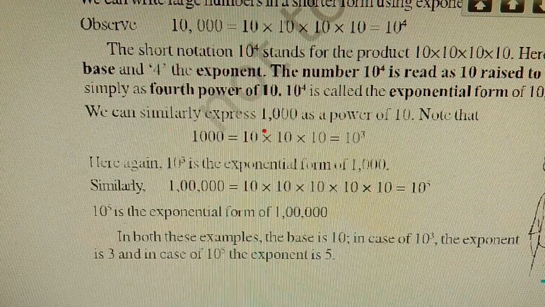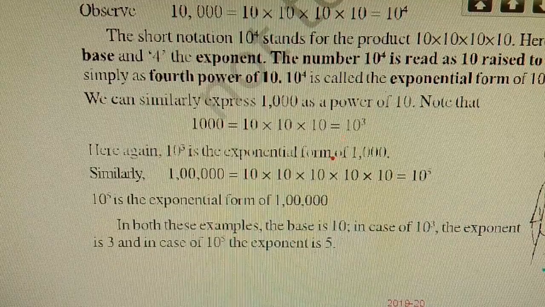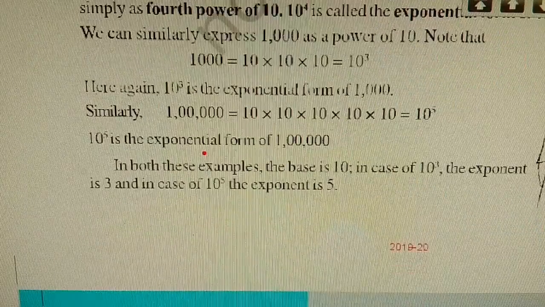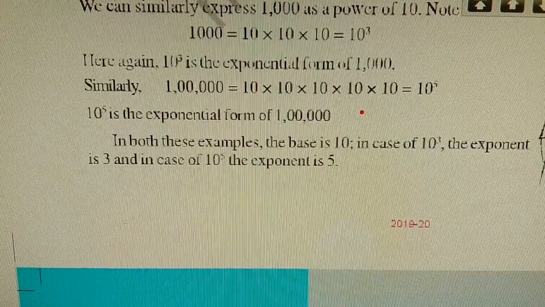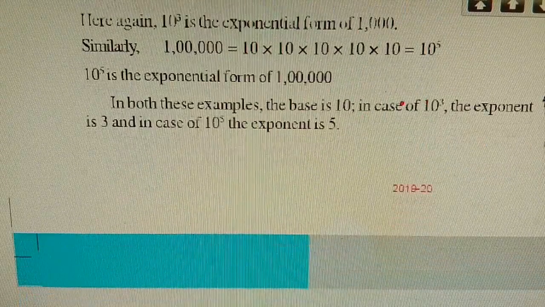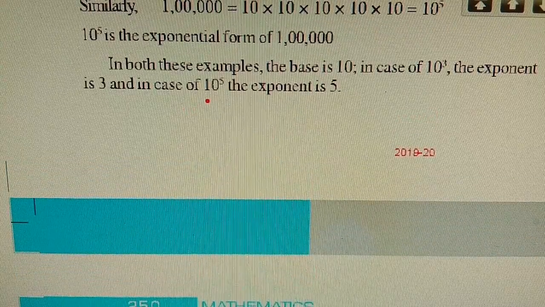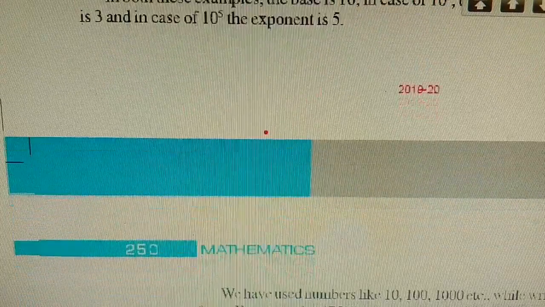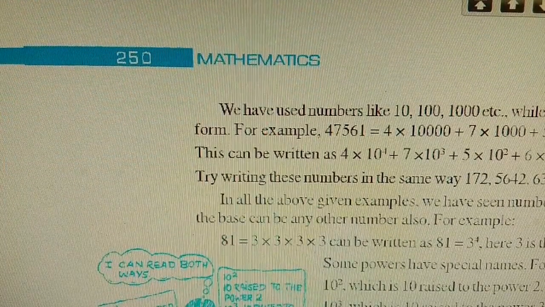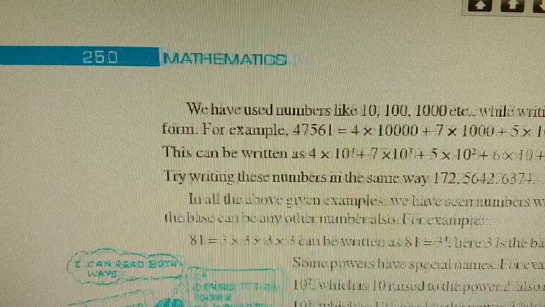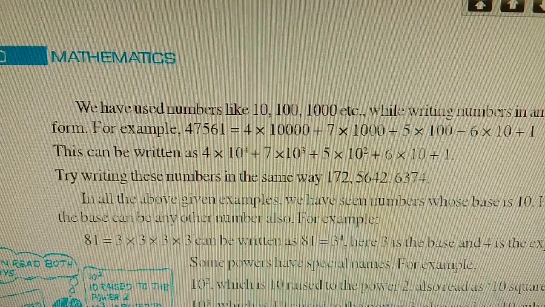Okay, here exponential form of 1000 is 10 to the power 3, and 1 lakh, that is 1 and 5 zeros, so that we can represent it as 10 to the power of 5. Okay, here 10 to the power of 5 is exponential form of 1 lakh. Now this way any of the number we can represent by using the exponential form.